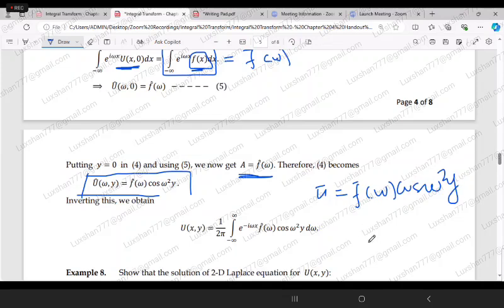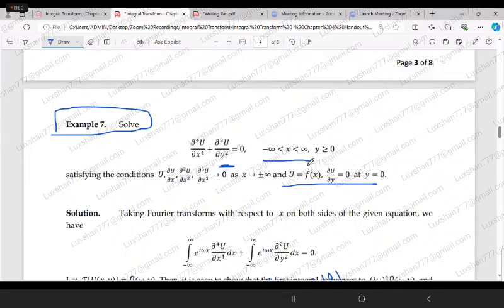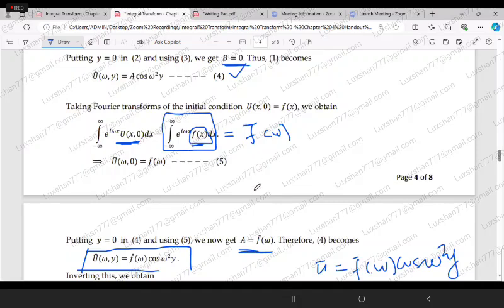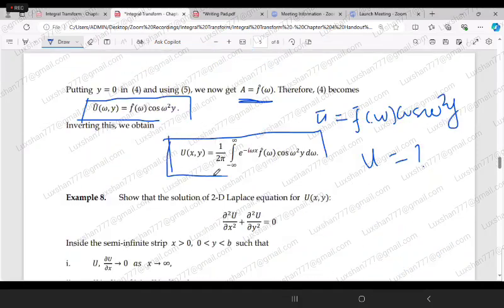Now we want the function u. To get it, we take the inverse Fourier transform and write it in this way. We write it this way because f(x) is an unknown function. It is just given as f(x), and we don't have any information about it. Therefore, we just keep f(x), and finally we give the solution in integral form.